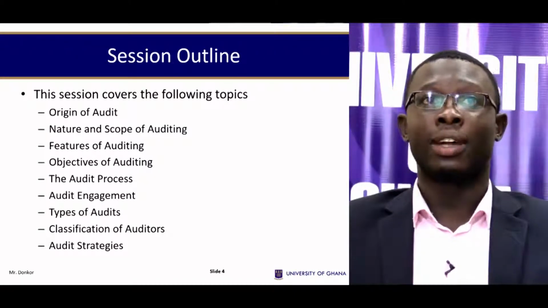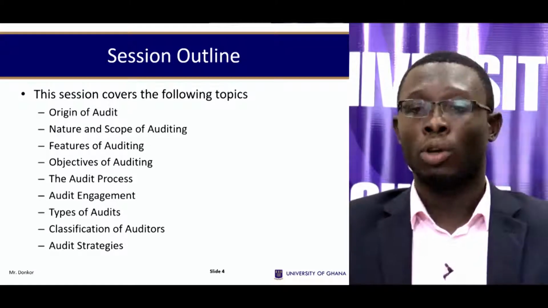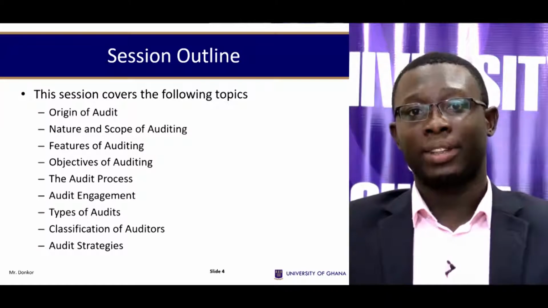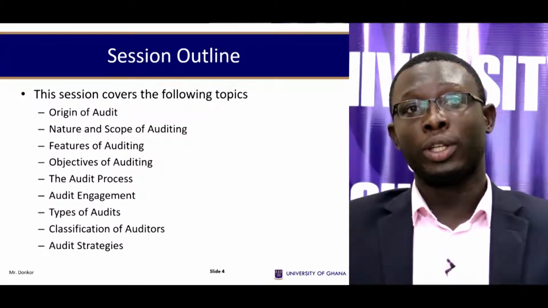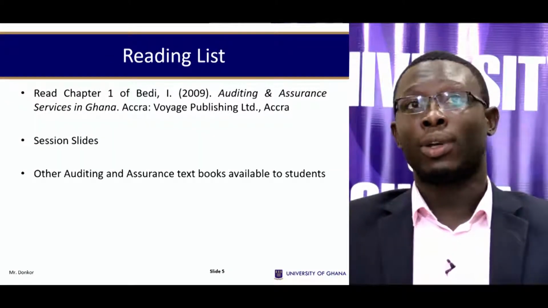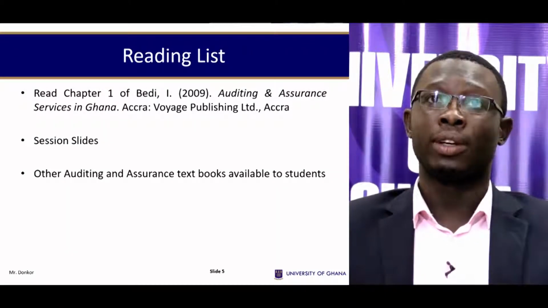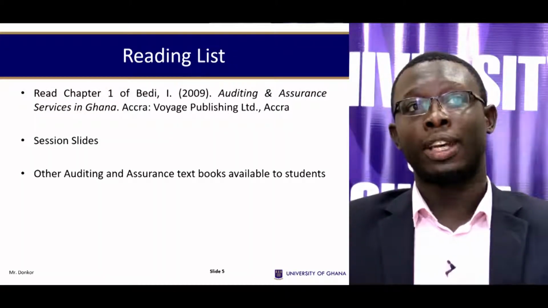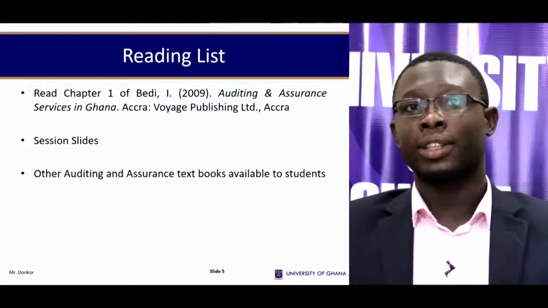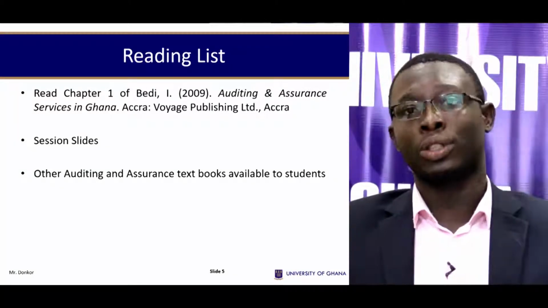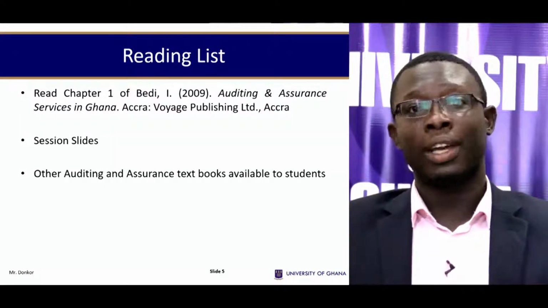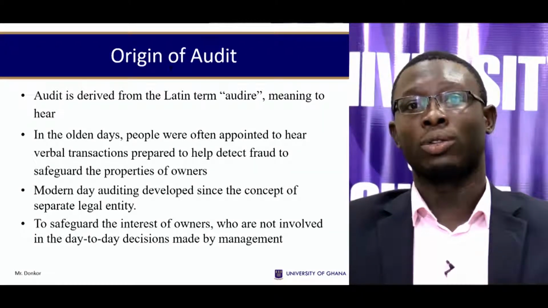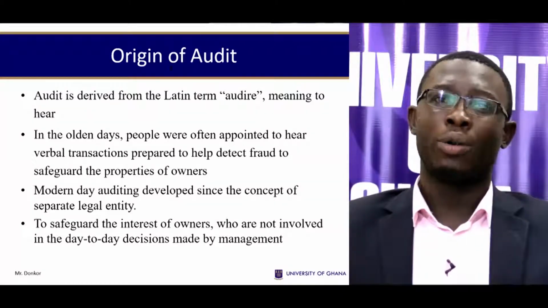This session is outlined as follows. We're going to talk about origin of audit, nature and scope of auditing, features of auditing, and so forth. Pay attention and be sure to read widely following these: Chapter 1 of BEDI 209, Auditing and Assurance Services in Ghana, and the slides that will be sent to you through Sakai, and other auditing and assurance textbooks available to you as a student. You can go online and Google and get more information about this course, and I'm sure you will find a lot to read.